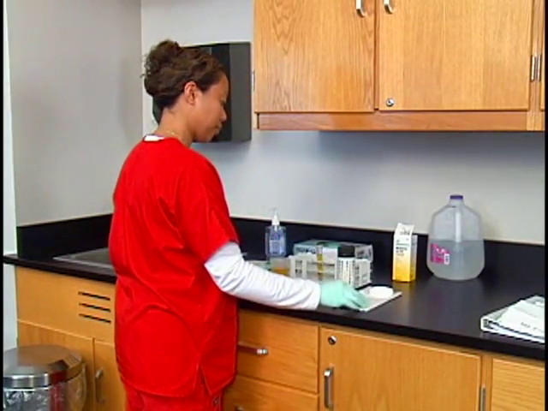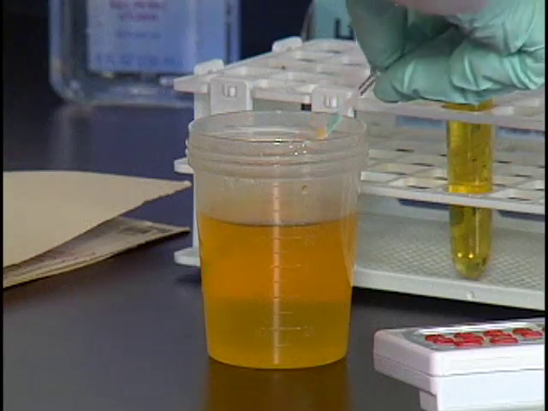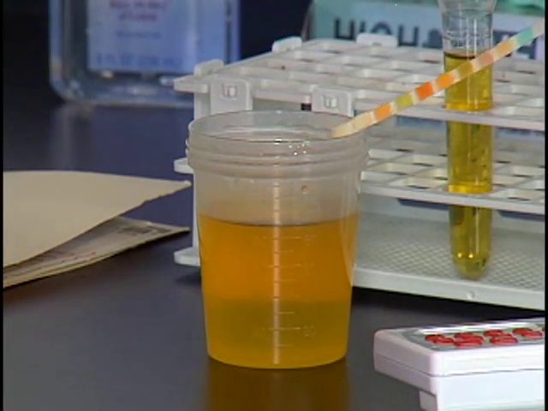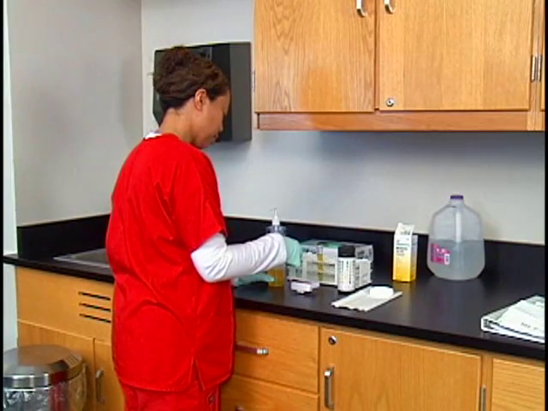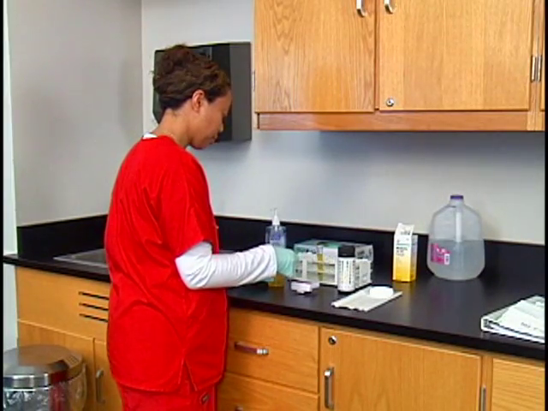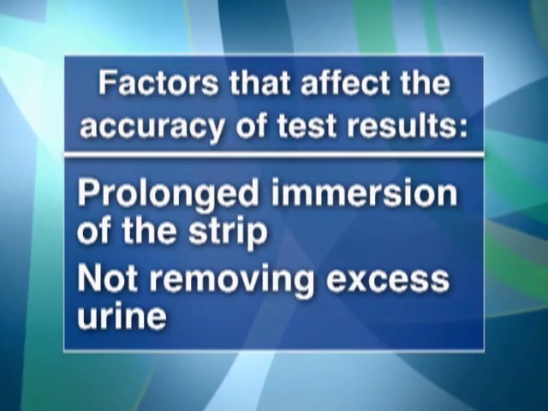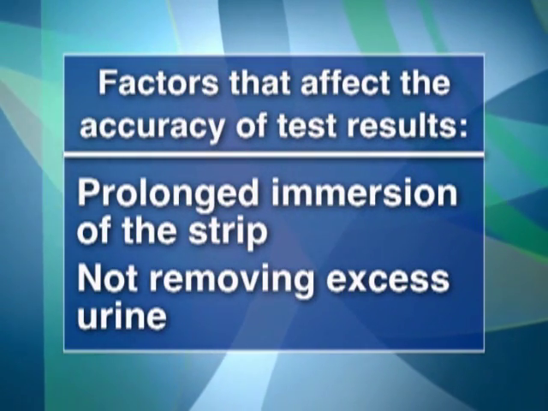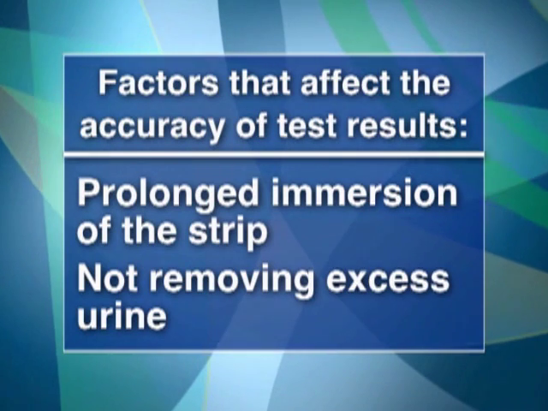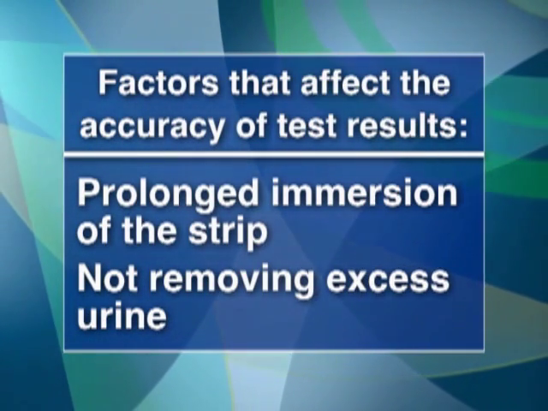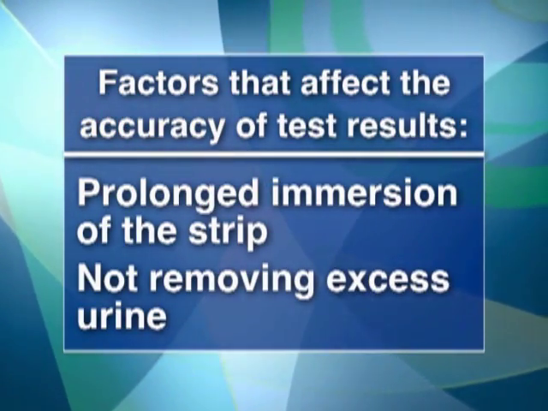Using your dominant hand, completely immerse the reagent strip in the urine specimen and remove it immediately. As you remove it, run the edge of the strip against the rim of the urine container to remove excess urine. Prolonged immersion of the reagent strip and failure to remove excess urine may cause the chemical reagents to dissolve and leach onto adjacent test pads, affecting the accuracy of the test results.